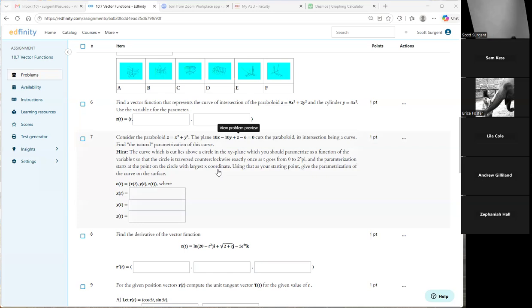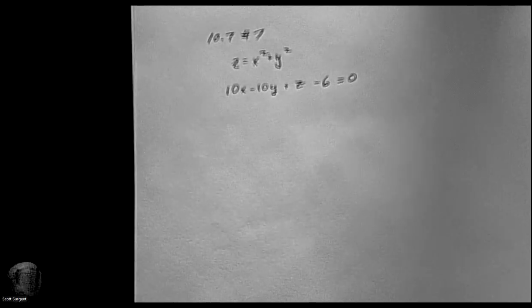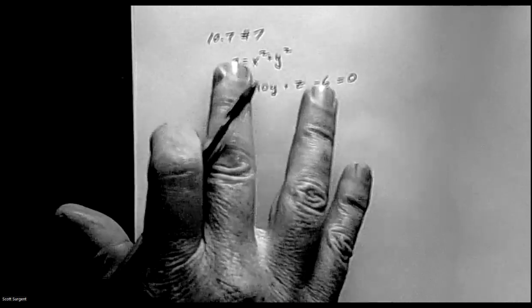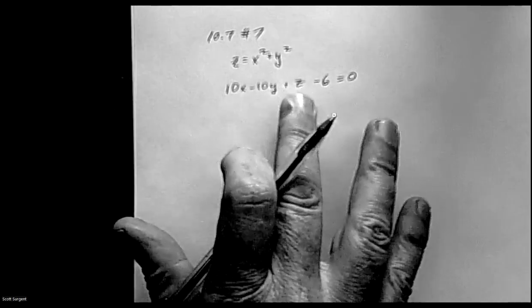All right, so let me write that information down. 10.7, number 7. We have a paraboloid z equals x squared plus y squared. We have a plane 10x take away 10y plus z minus 6 equals 0. Okay, so I'll stop the share there. So we're saying that these two things cross each other. So when two functions cross each other, you're going to substitute. You're going to take this expression here and stick it in right there.